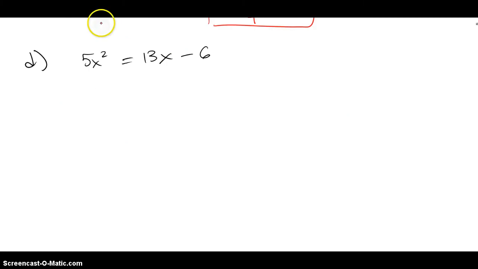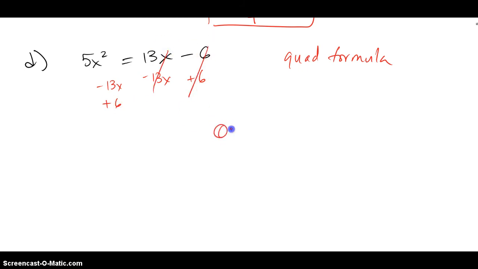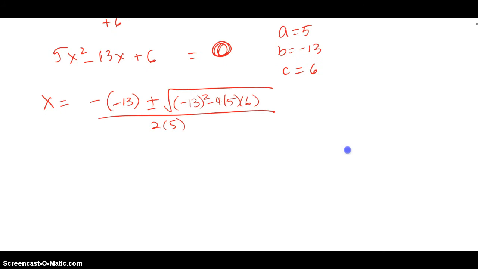So solve by any method. I'm going to go ahead and use the quadratic formula again because I would rather just plug in some values really quickly, but I need to get everything in standard form first and get a 0 on one side. So 5x squared, minus 13x plus 6, so that my A is 5, my B is negative 13, and my C is 6. I'm going to go plug those in. So we plug them in.